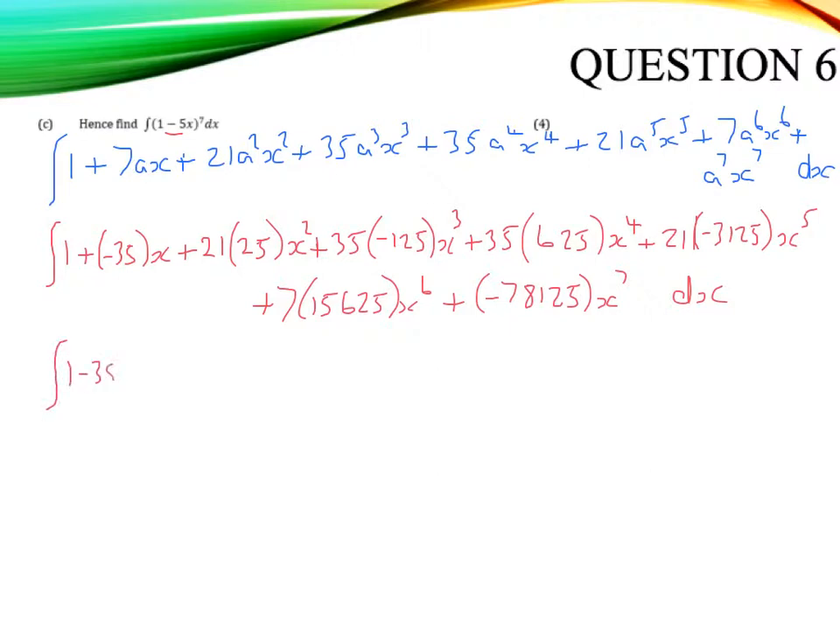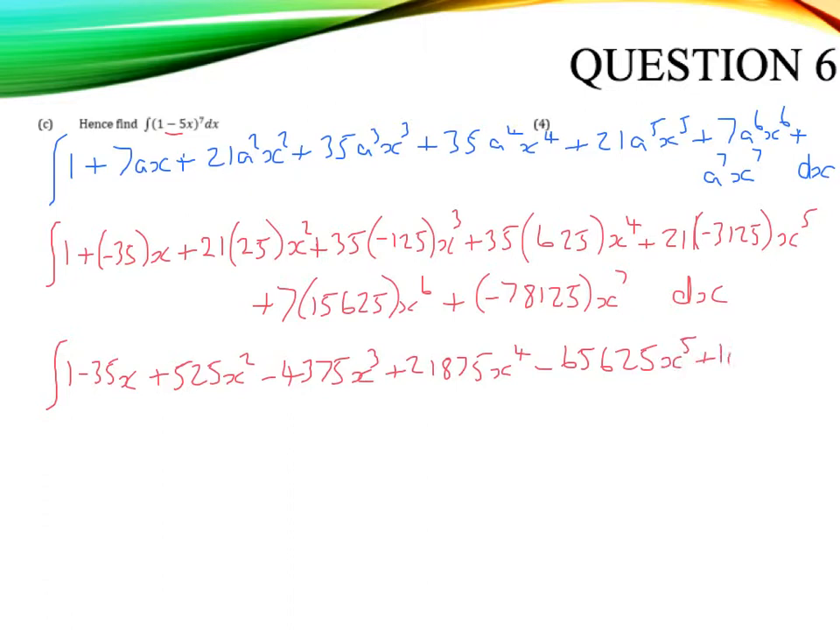So 1 minus 35x plus, and then we've got 525x squared, and then we've got minus 4375x cubed plus 21875x to the 4 minus, where are we up to, 65625x to the 5 plus 109375x to the 6 minus 78125x to the 7 with respect to x.